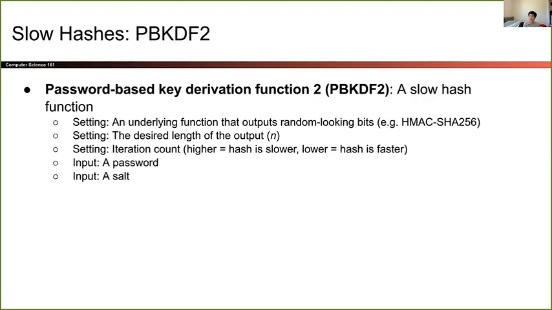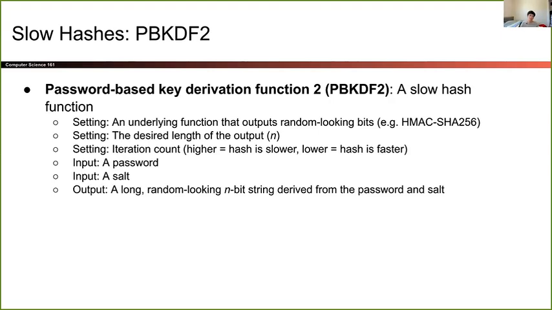We'll get into this in a moment, but the PBKDF hashing algorithm is basically, instead of hashing it once, hash it 10,000 times, and that just makes it slower for the attacker to compute. And then the inputs that actually produce the output are the password and a salt. So PBKDF takes in a salt as part of its function definition. And the output is just a long random n-bit string derived from the password and the salt.